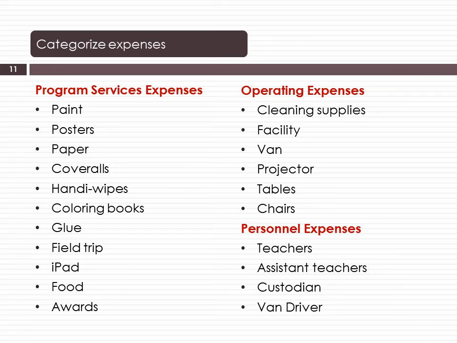The next category is operating expenses, and these expenses include everything you need to operate the art classes for the fifth grade elementary school students. Cleaning supplies, facility, you're going to have to rent a space, a van, you're going to need a van to transport them back and forth, a projector in the classroom, tables, chairs, anything that you need to operate the program, then you have that here.